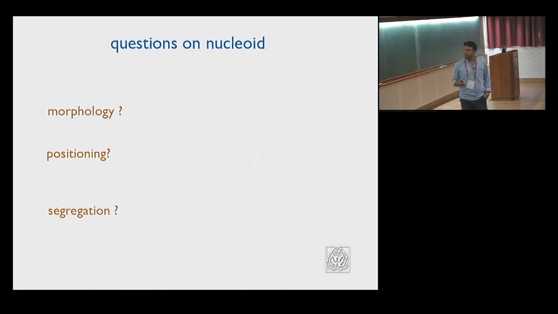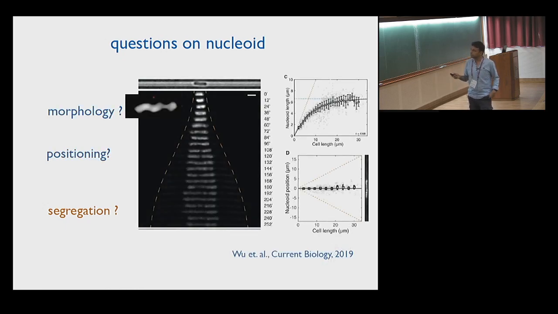So what is observed in experiments? There are three specific things we would focus on: morphology of the chromosome, chromosome positioning, and segregation. So what do we mean? First, these slides are showing you experimental results. Morphologically, if I look at this chromosome, which stays inside a cylindrical bacterial cell, there is a confinement, which is cylindrical confinement. Inside that, the chromosome has a helicoid shape.